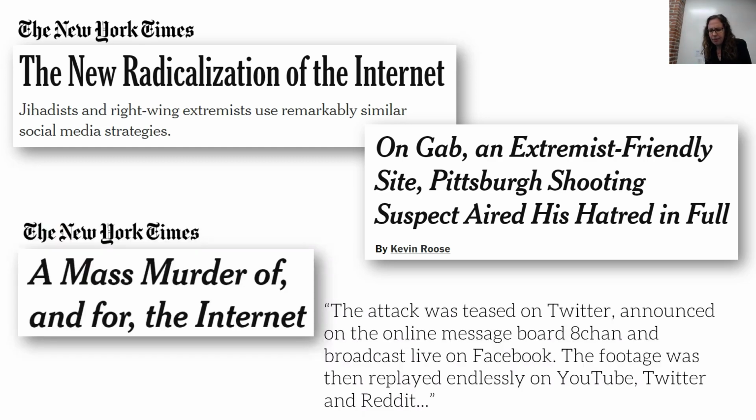Then there was a mass murder at two mosques in New Zealand earlier this year. 50 people were killed by a white supremacist, and he tried to stream the attack with videos. He released a lot of information on different social networking sites. The New York Times described it as a mass murder of and for the internet. They wrote that the attack was teased on Twitter, announced on 8chan, broadcast live on Facebook, and the footage was then replayed endlessly on YouTube, Twitter, and Reddit.